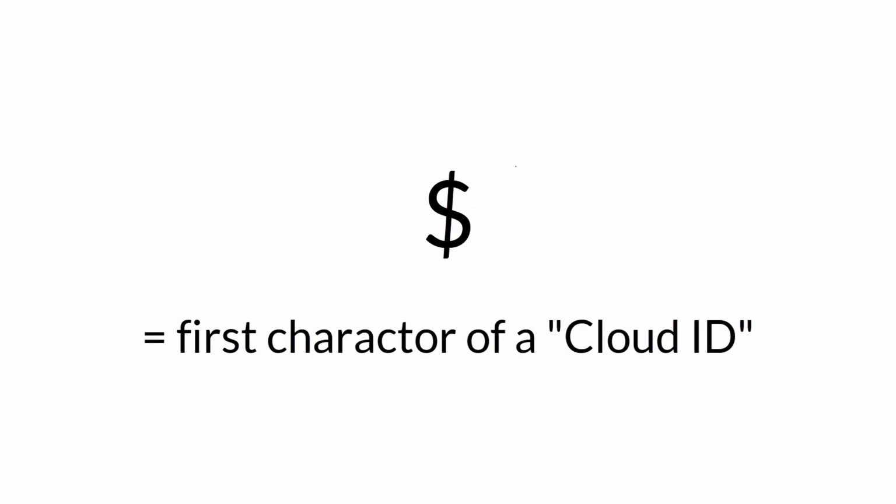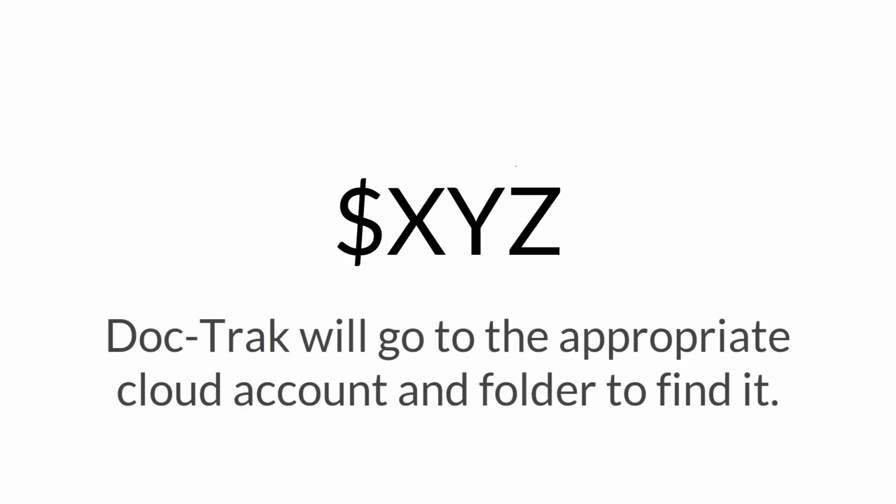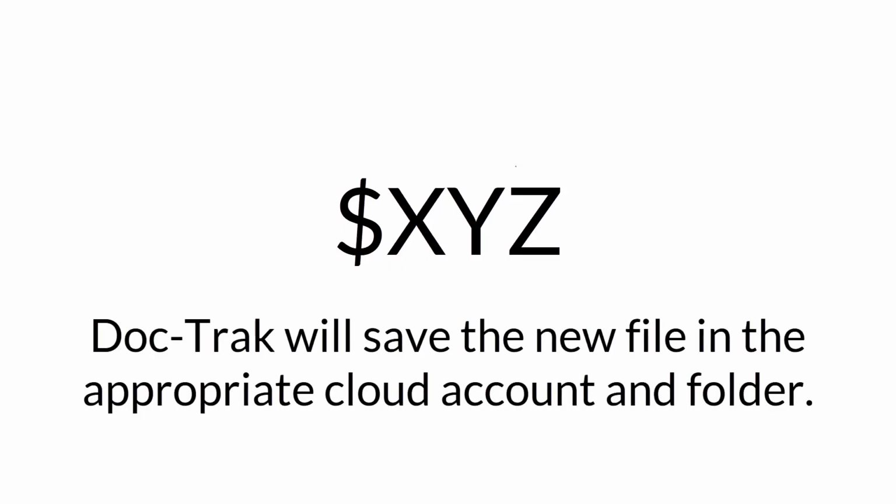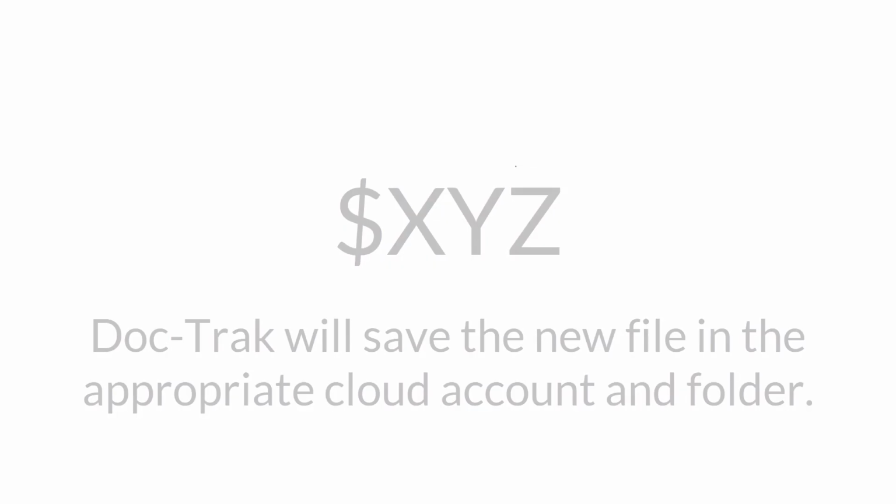DocTrack recognizes the $ sign as the first character of a cloud storage tag, or Cloud ID. When a tag like this is used as the first part of the path to an existing file, DocTrack will go to the appropriate cloud account and folder to find it. And if the cloud storage tag is used in a document saving rule or a DocTrack form output profile, then DocTrack will save the new file in the appropriate cloud account and folder.